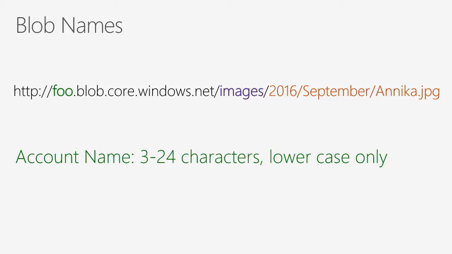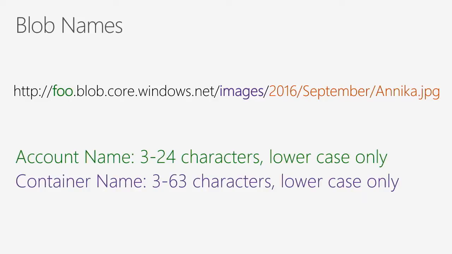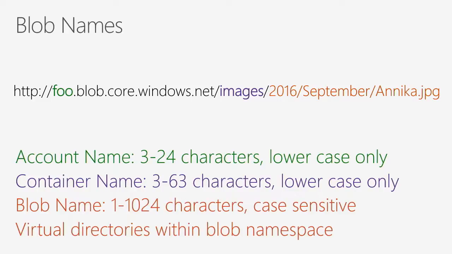So let's go a little deeper into how blobs work. The blob names themselves. We talked about these concepts before, but the account name is between 3 and 24 characters, has to be lowercase because it's part of the DNS name. So we force it to lowercase only. The container name, similarly, we require it to be lowercase only, can be 3 to 63 characters. The blob name itself can be up to 1,024 characters, and this part we are case sensitive on, so we both preserve case and we're sensitive, so you could have 2 files with the same name with different case. And as we mentioned before, you can use delimiters within the blob name itself to create a virtual directory hierarchy if you want to.